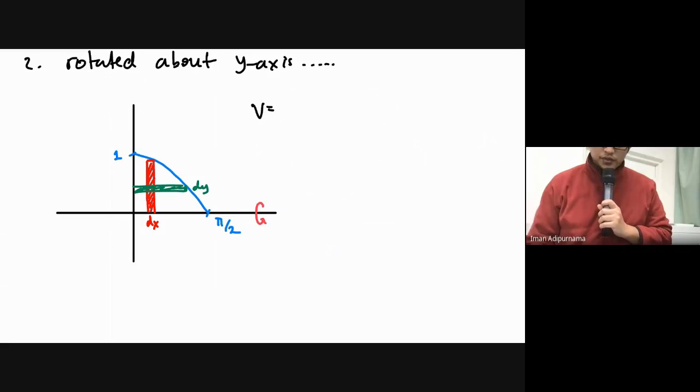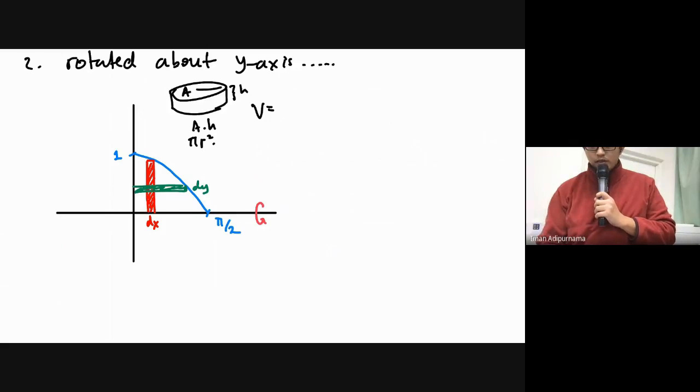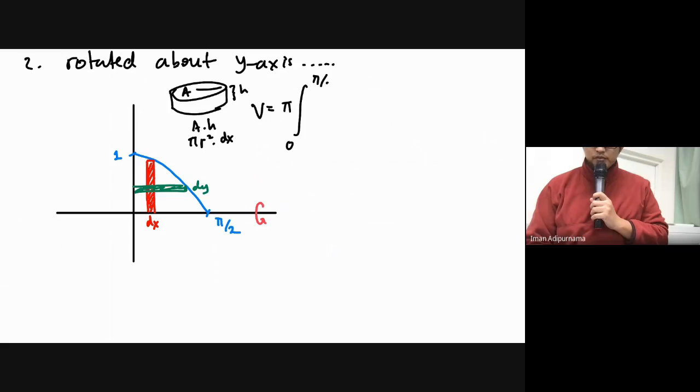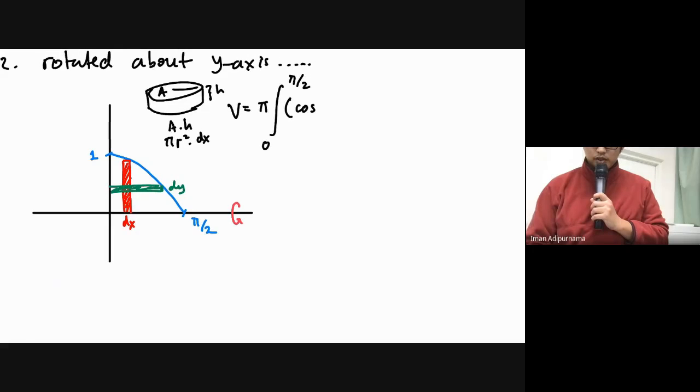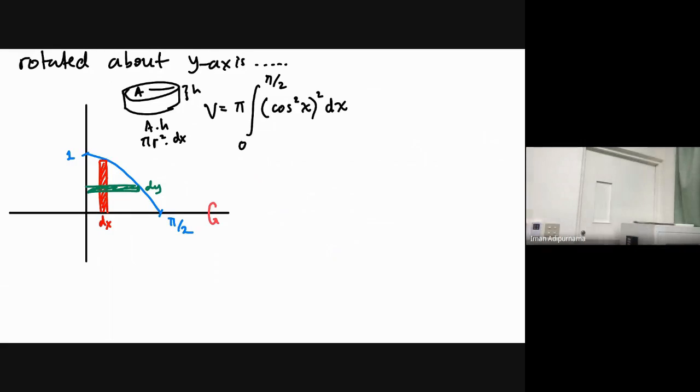For this method, if you don't really remember what the volume is, I don't suggest remembering the formula. Remember the cylinder or the disc. You have the area and you have the height, so it's basically area times height, or pi r squared, and the height is just the thickness. The thickness can be dx or dy, depending on your function. Now the integration is from 0 to pi over 2 of cos squared x, and then squared. Now, how to solve the cosine squared? Can you try to solve this first?